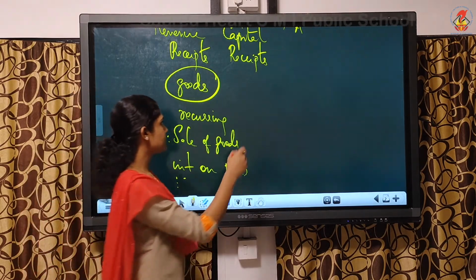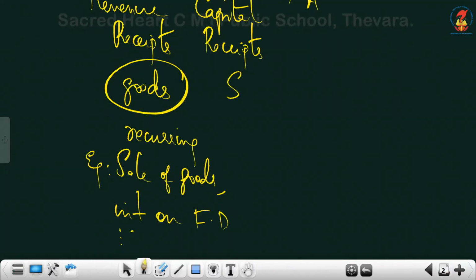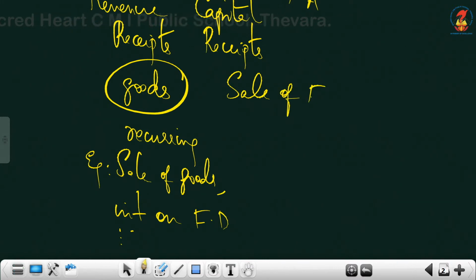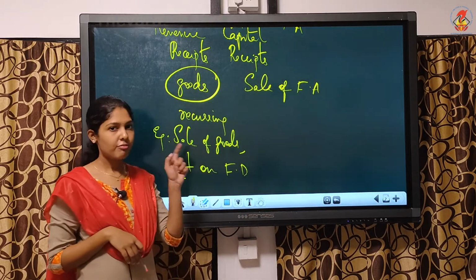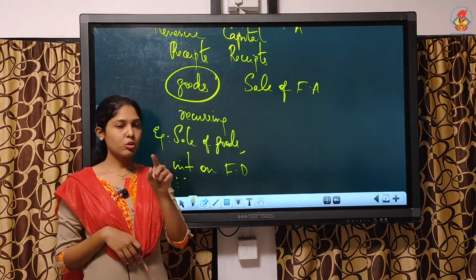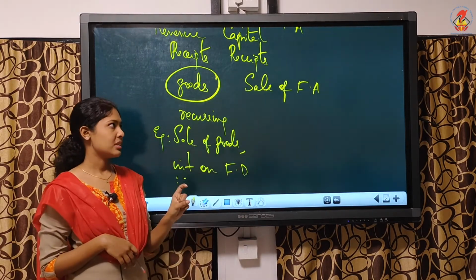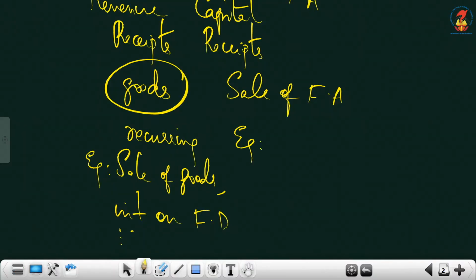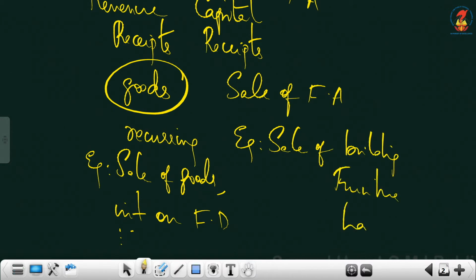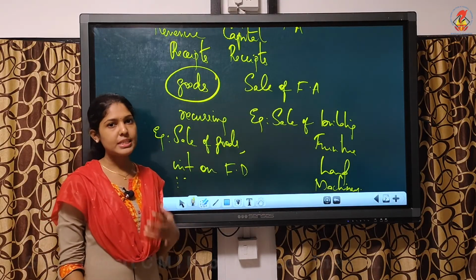Then what about capital receipts? Capital receipts: amount received or receivable against sale of assets. You can write sale of assets simply. Assets means fixed assets, that you have to remember. You can write it as sale of assets also, but assets means fixed assets. So for example, you can write sale of any fixed assets, like sale of building, sale of furniture, sale of land, sale of machinery, sale of computer. Any fixed assets you can write here. So all these will be capital receipts.